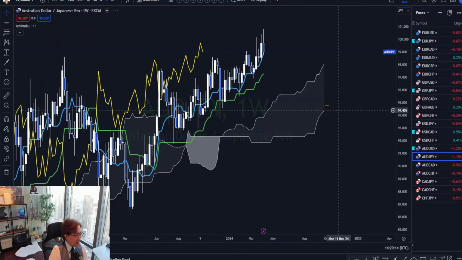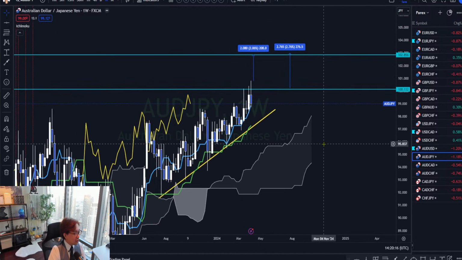Okay, next is AUD JPY. This market has been bullish also. Just like pound JPY, this market has been supported by the Tenkan-sen once, twice, and 3 times. So now it's bullish. And Kijun-sen is up also, and Kumo is up.